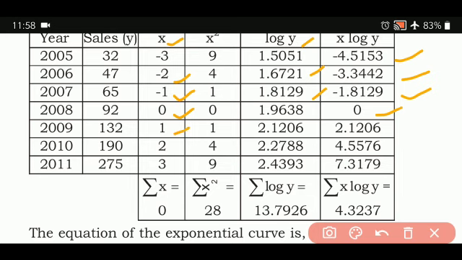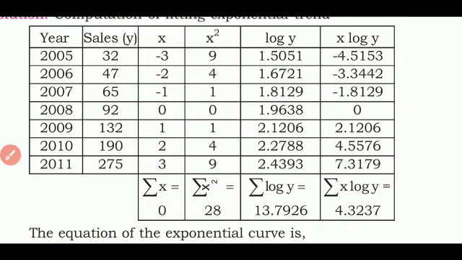And for 2009, 1 into 2.1206, you get the same answer. 2 into 2.2788, you get 4.5576. Then 3 into 2.4393, you get 7.3179. And here this subtraction, how do you do it?